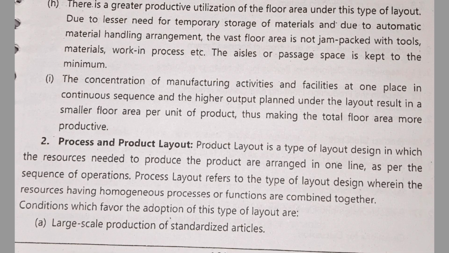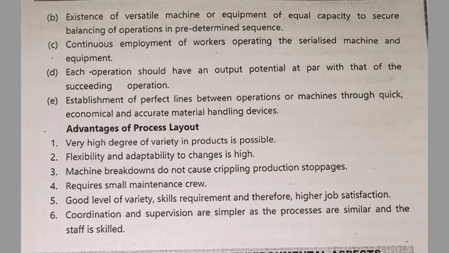Product layout is a type of layout design in which the resources needed to produce the product are arranged in one line as per the sequence of operation. Process layout refers to the type of layout design wherein the resources having homogeneous processes or functions are combined together. Conditions which favor the adoption of this type of layout are: first, large scale production and standardized articles.